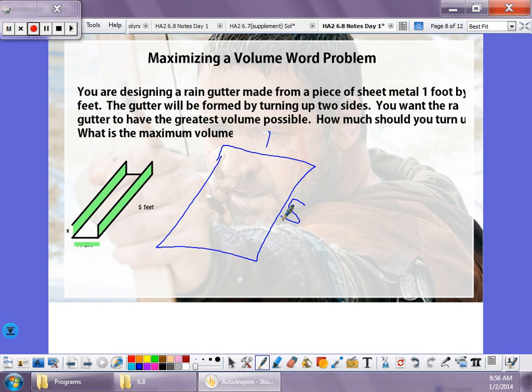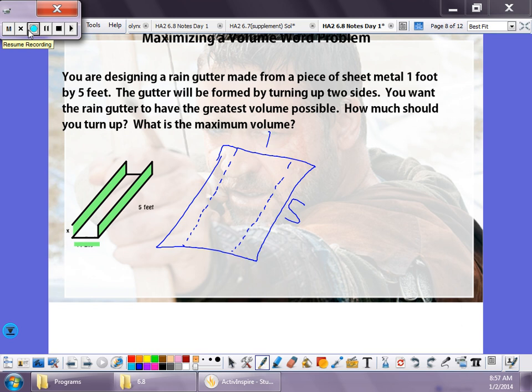And what you're going to do is fold up the edges here and here to make it look like this. Okay, can everyone picture that? All right, so you're turning up the edges. So we can call this distance here x. Okay, so that's my variable so far. The question asks how much should you turn up? The responsible amount to turn up.